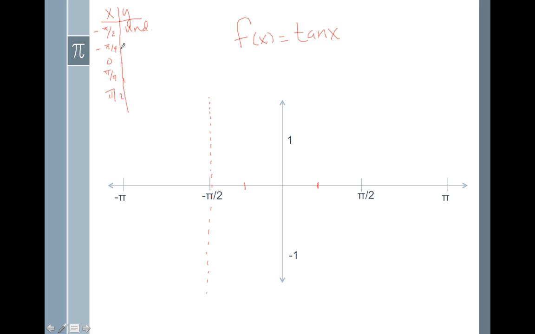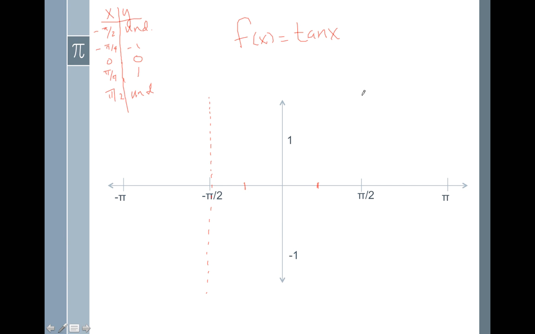At negative pi fourths, the tangent of negative pi fourths is negative 1. The tangent of 0 is 0. The tangent of pi fourths is positive 1. And the tangent of pi halves is also undefined. If you're following that 5-point method, notice the 5 values that I use here, and that's going to come up on the next slide.